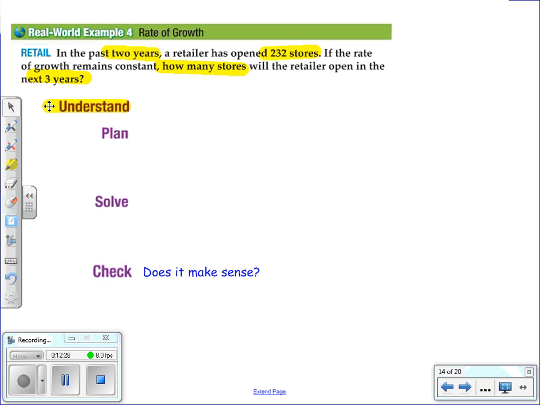So our plan is we're going to set that up as a proportion. So we know 2 years relates to 232 stores. Excuse me, I wrote that backwards. And in 3 years, we don't know how many stores that will be. That's what we're going to find out. So that's our x. So we'll set it up as a proportion.